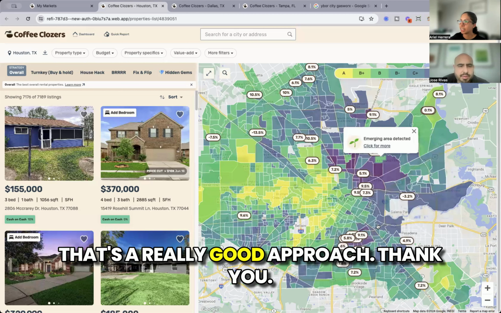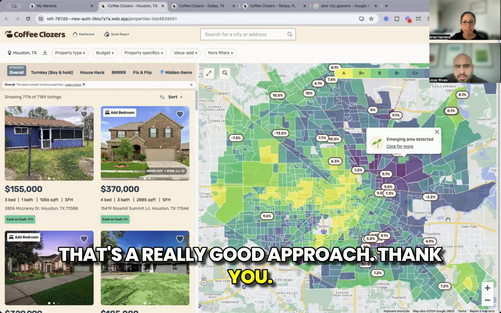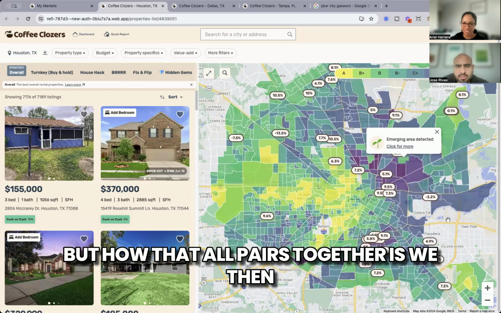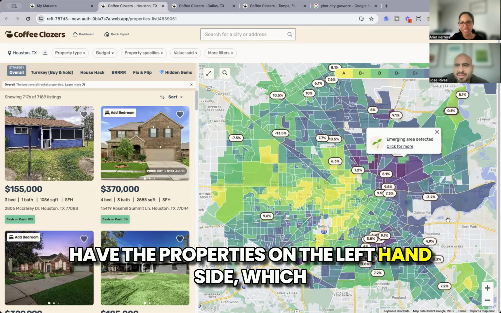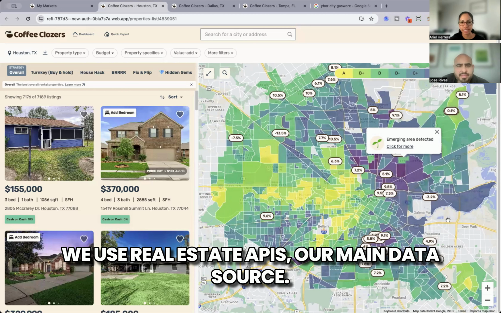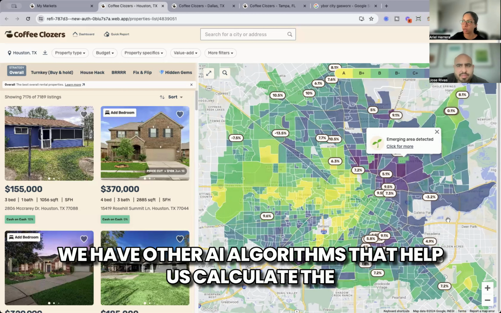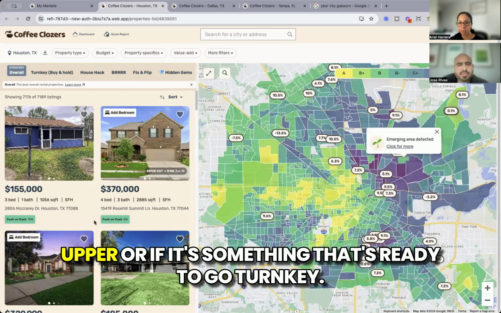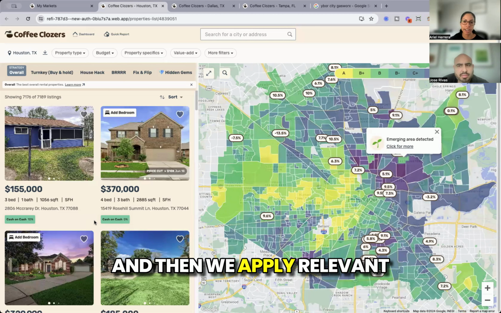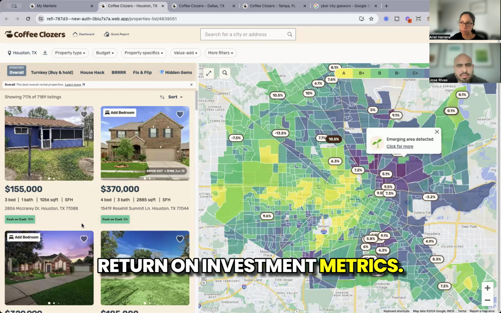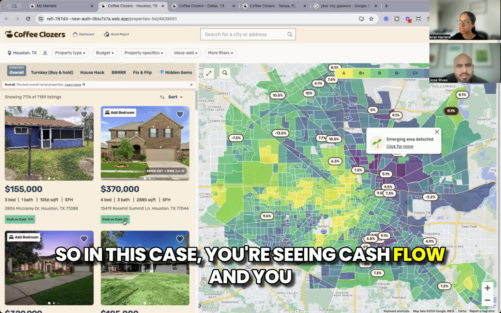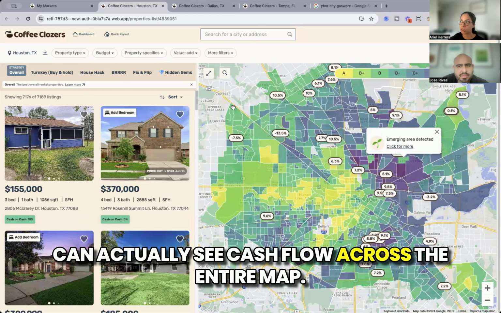Yeah, that's a really good approach. Thank you. How that all pairs together is we have the properties on the left-hand side, for which we use real estate APIs as our main data source. We have other AI algorithms that help us calculate the condition of a property to see if it's a fixer-upper or if it's something that's ready to go, turnkey. And then we apply relevant return on investment metrics. So in this case, you're seeing cash flow, and you can actually see cash flow across the entire map.